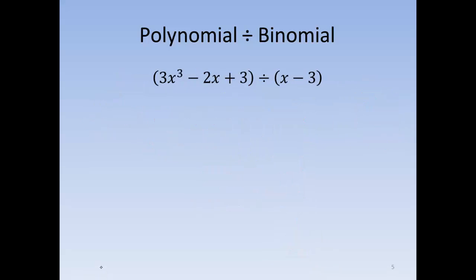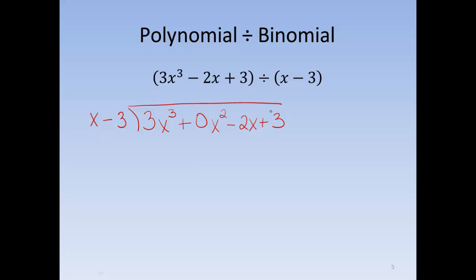Let's do one more of those. Dividing by a little bit easier binomial, just x minus 3, but inside here, I want you to notice that if we look at the exponents, it goes 3, 1, none. We're missing a squared term. You need to hold the place of that squared term. We keep it there to keep all of our like terms lined up together.